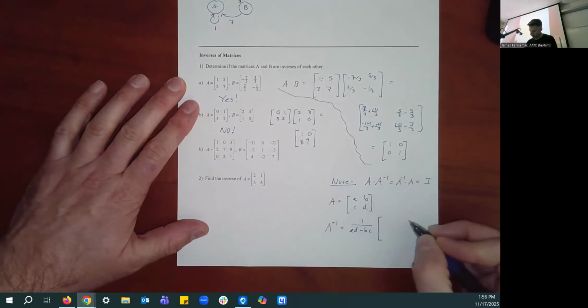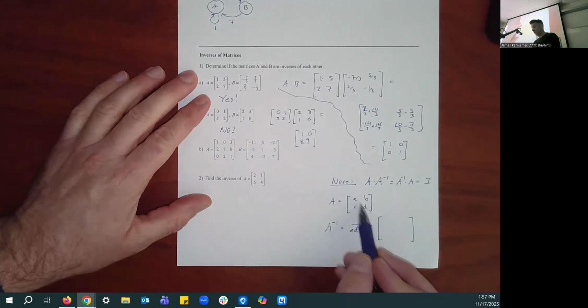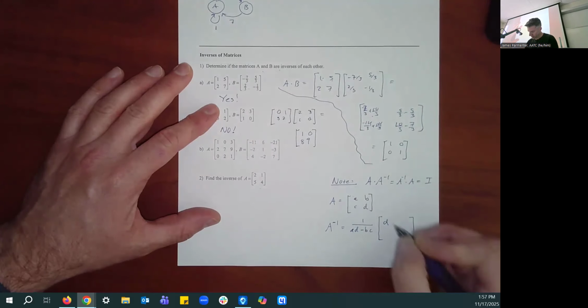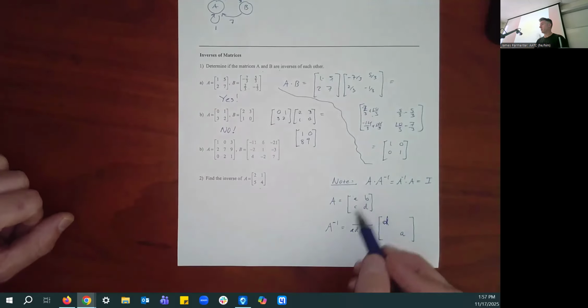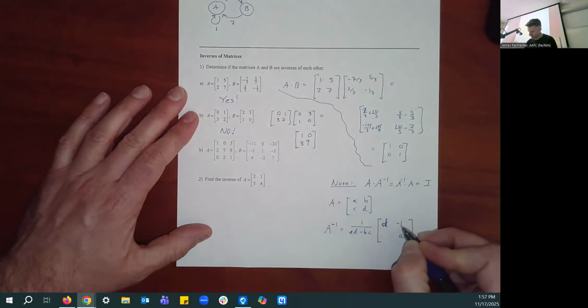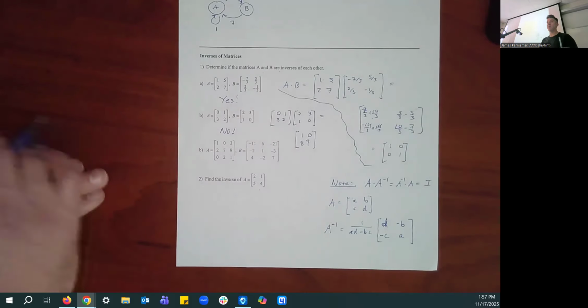multiplied by, this is how it works for a 2 by 2 matrix. For larger matrices, it is a much more complicated process. For 2 by 2s, it's really, really easy. You just interchange the diagonal entries. So A and D switch places. Make sure your D and your A look different. And then the off-diagonal entries, B and C, they stay where they are, but they change signs. So instead of having B and C, you have negative B and negative C. And that matrix is the inverse of A.